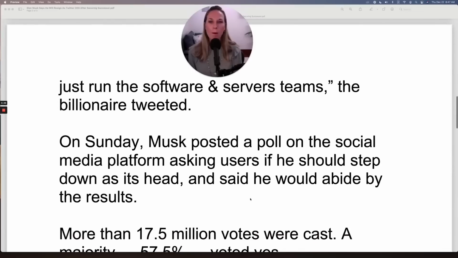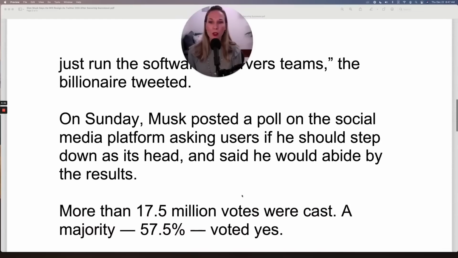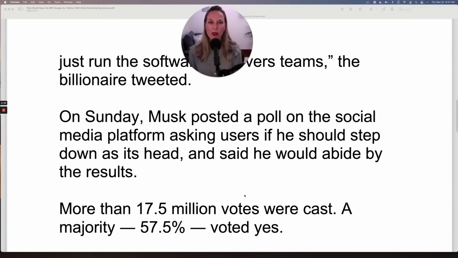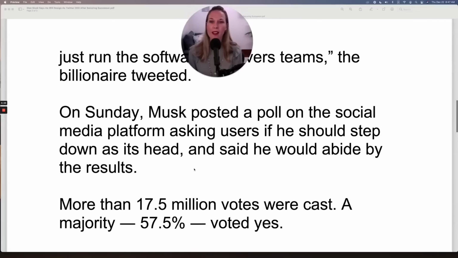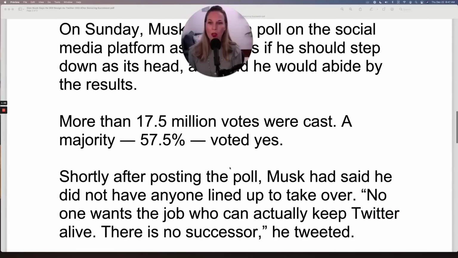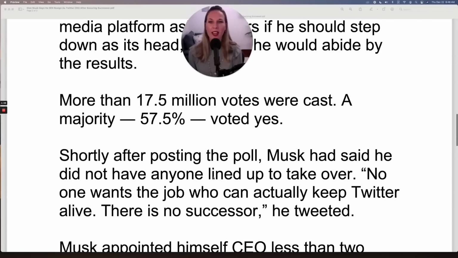On Sunday, Musk posted a poll on the social media platform asking users if he should step down as its head, and said he would abide by the results. More than 17.5 million votes were cast. A majority, 57.5%, voted yes.